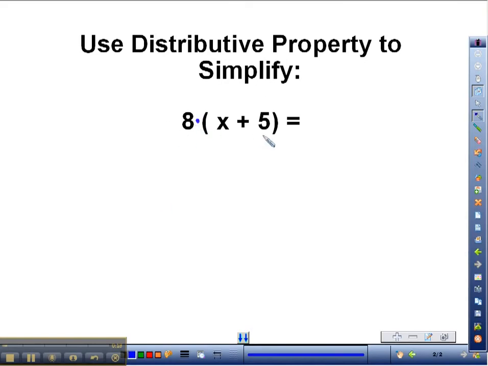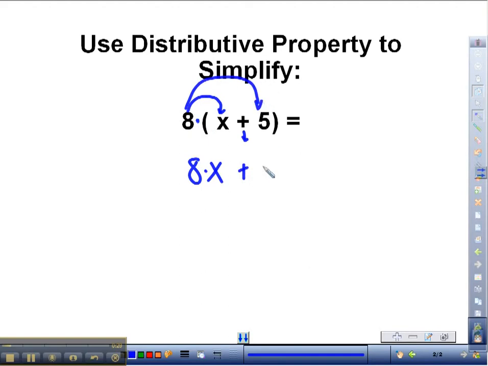8 is being multiplied by everything inside of the parentheses, so I'm going to take 8 times x, and I get 8x. Bring down the addition sign. I'm going to take 8 times 5. 8 times 5 is 40. That is simplified form, 8x plus 40.